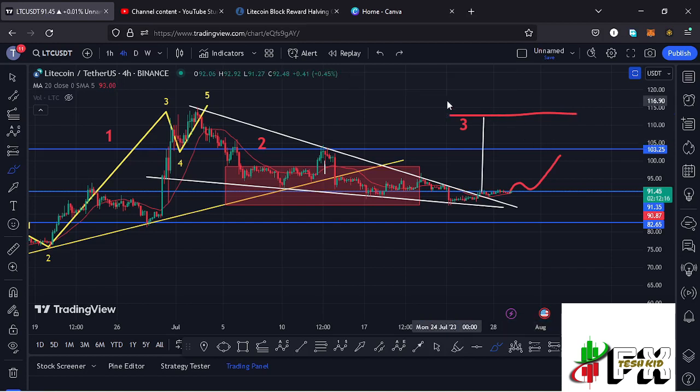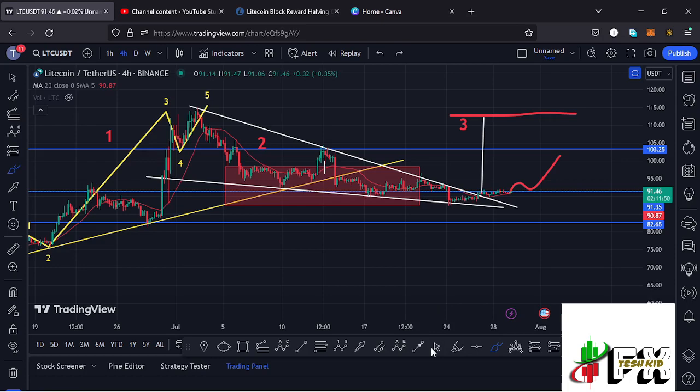$112.12 mark. Alternatively, in case we see further breakdown on the charts, then I think the key area of support at around the $82.62 mark needs to continue holding here on the Litecoin chart for my bullish Elliott wave count 3 to the upper side to also play out in the next coming days in case we see a breakdown to the lower side. And that is what I'm expecting here on the Litecoin chart.